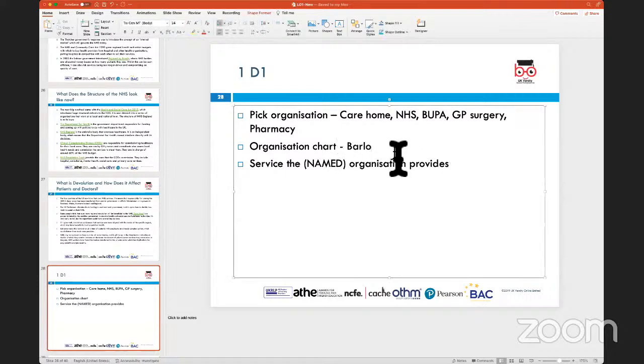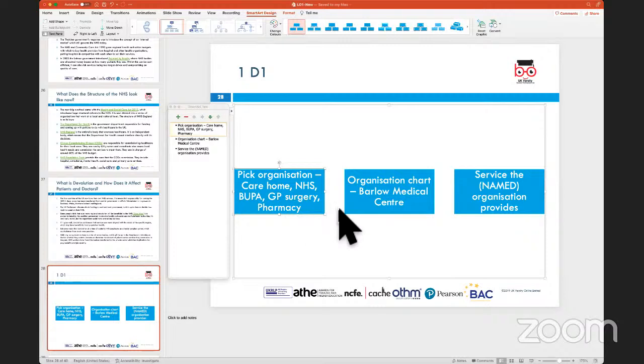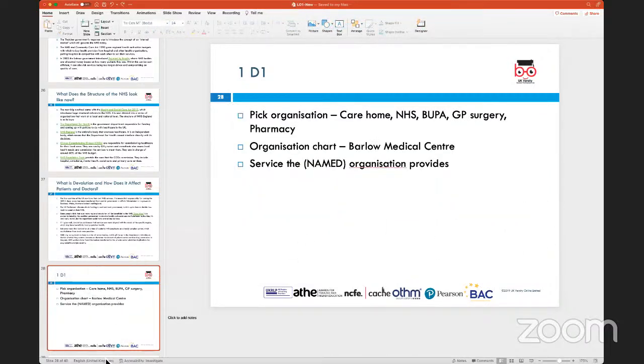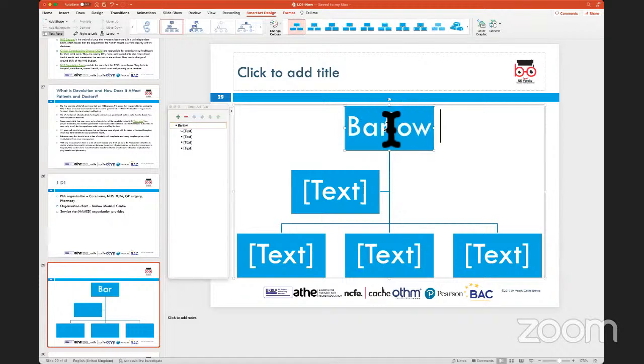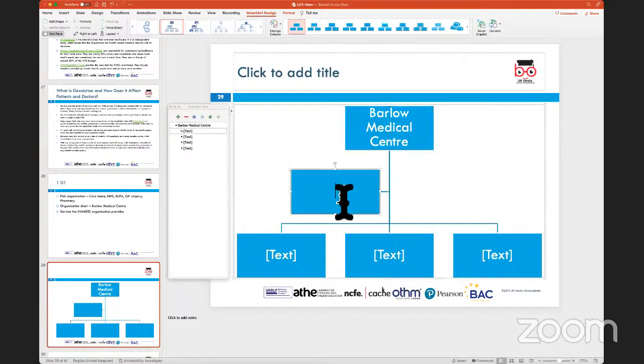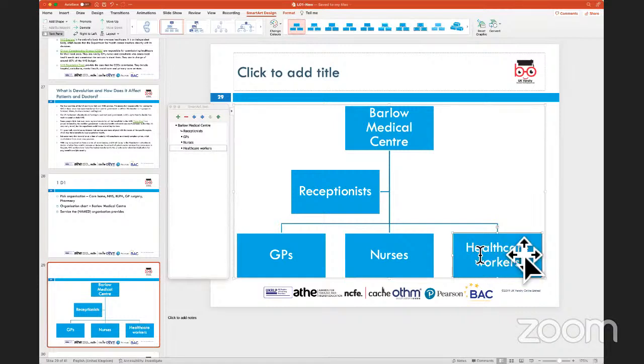Now, how do I draw up an organization chart of this organization? If I go back to the PowerPoint slide, for example, I want to look at Barlow Medical Center, so I'm going to draw up an organizational chart here. I would insert a new slide and create a chart. Here I would put the text Barlow Medical Center, and then receptionists, GPs, nurses, and healthcare workers. This is a broad overview of the structure of that organization.